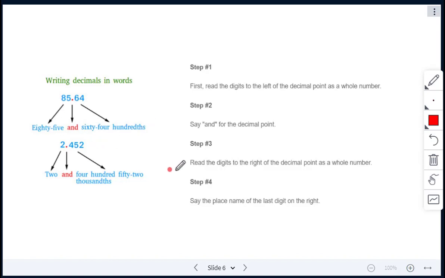So the number is 85 and 64 hundredths. Another example here, we have 2.452. So we would call this 2 and 452 thousandths. All right, because we have tenths, hundredths, thousandths. Our last number lands in the thousandths position. So 2 and 452 thousandths.